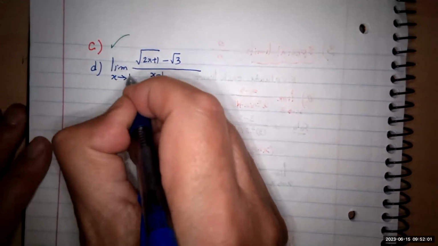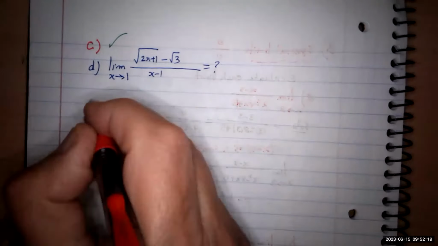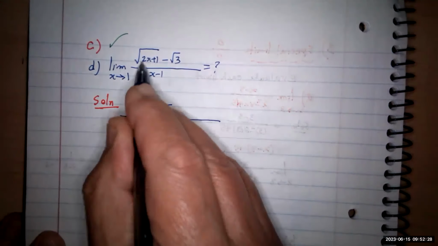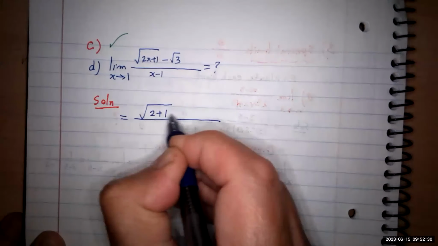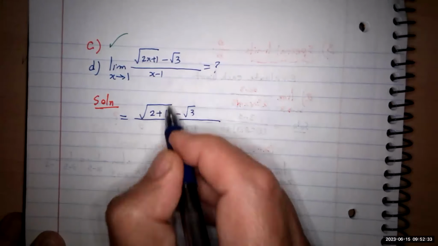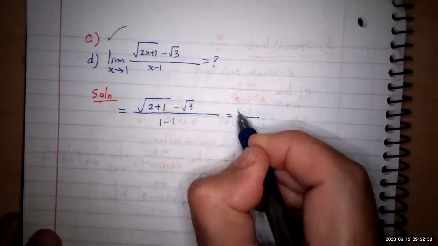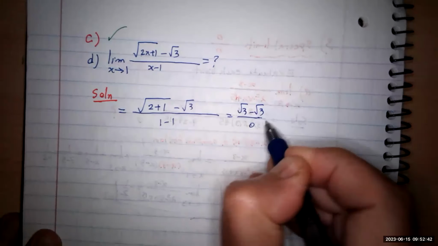You see, that's the limit that you want to find. Again, direct substitution. You substitute, and you may get the answer. But if you get 0 over 0, then you have to apply these methods. So substitute. What's going to be the result if you directly substitute x equal to 1? That gives you 2 plus 1 minus radical 3, and the bottom would be 1 minus 1. So the top would be radical 3 minus radical 3, which is 0 over 0.